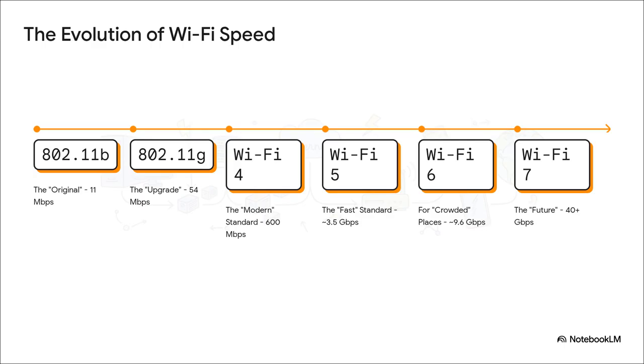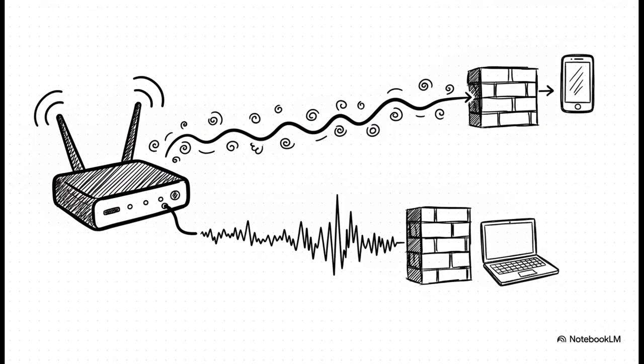I mean, we started out with a standard that could handle just 11 megabits per second. Fast forward to today with Wi-Fi 6 and now Wi-Fi 7, and we're talking about speeds in the tens of gigabits per second. That's powerful enough to support an entire stadium full of people all streaming video at once. Just incredible.